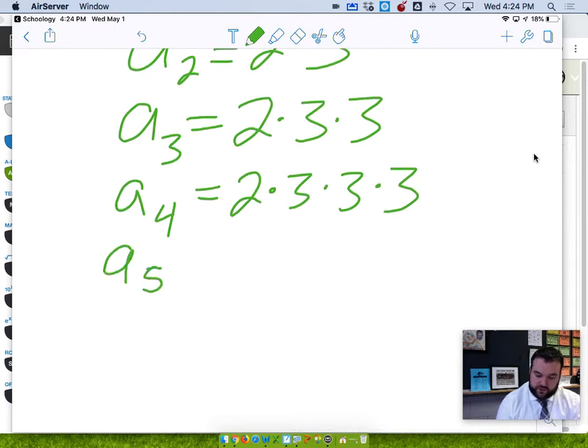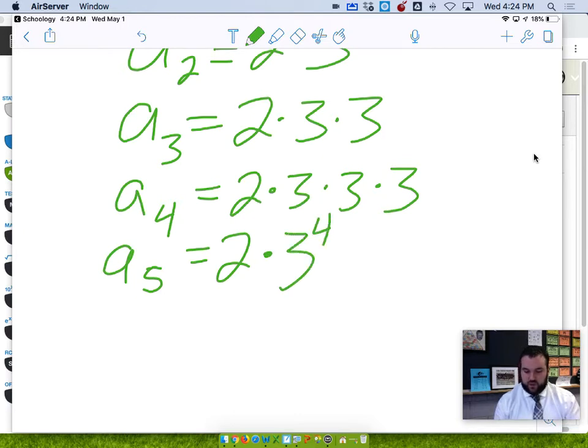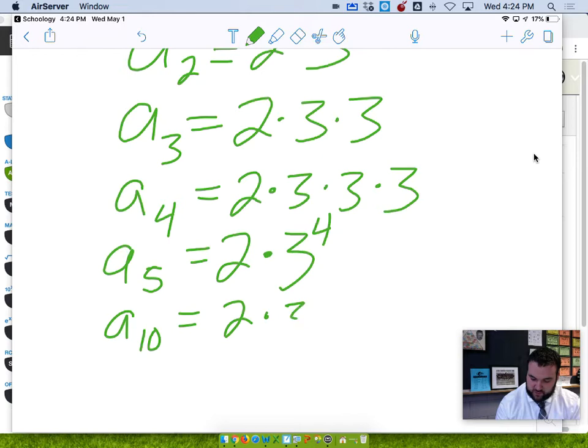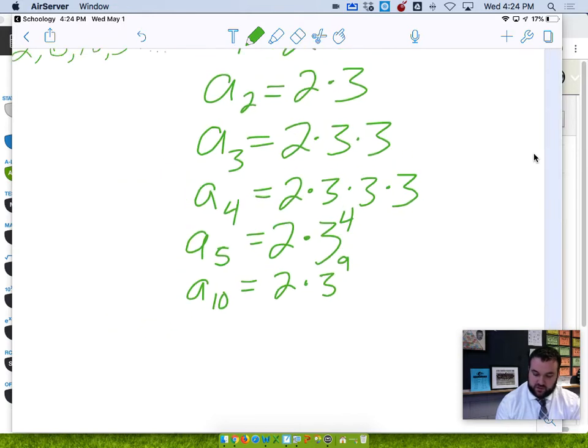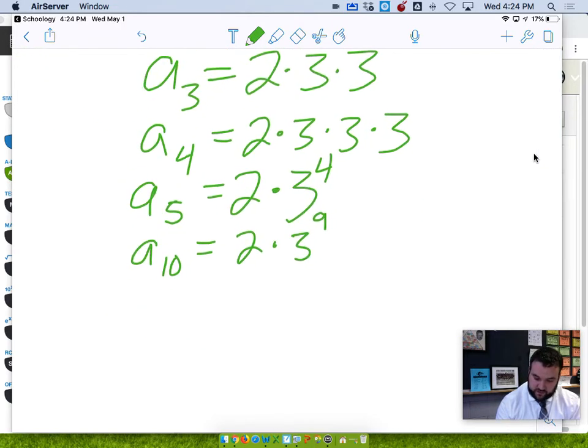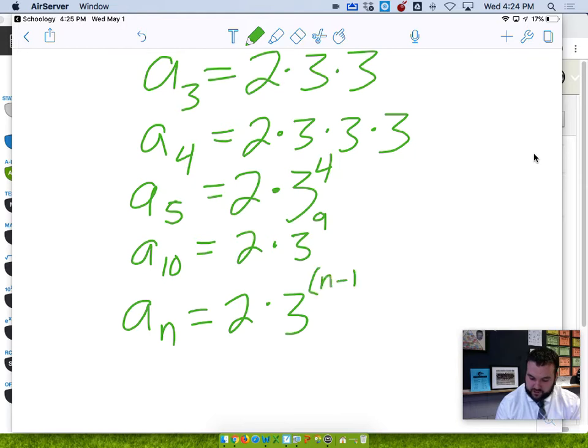If we wanted to keep going with this, which obviously we don't, I want to write this shorthand. To get the fifth term, I would multiply by 3 four times. But to show that you're multiplying by the same thing over and over, that's where exponents come from. So I would say this is 2 times 3 to the 4th power. To get the 10th term, that is 2 times 3 to the 9th power. So for this particular sequence, the nth term is equal to 2 times 3 to the power of n minus 1.